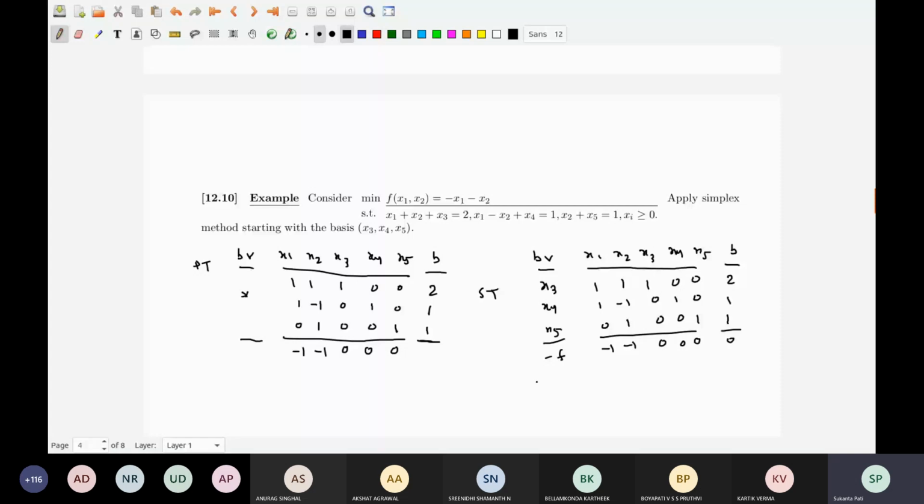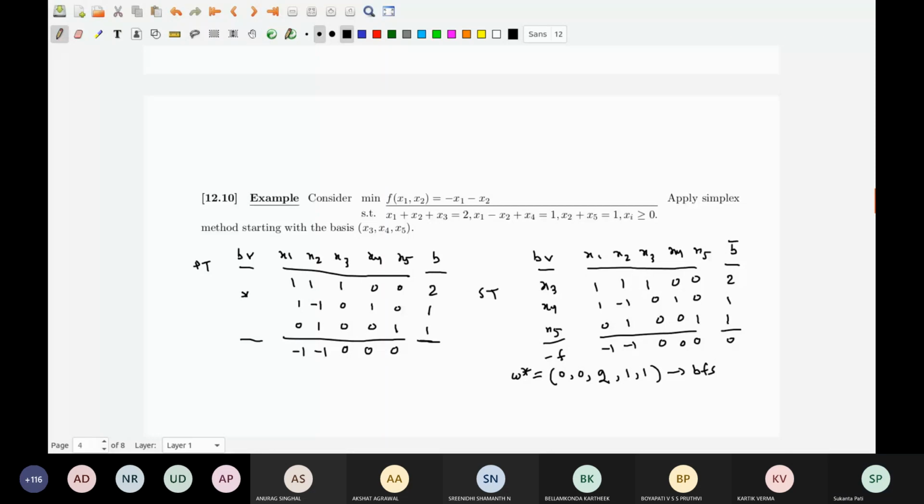Now that BFS is easy. x star will be 0 at the non-basic variables. So non-basic variables are x1, x2, so 0, 0. x3 is equal to 2. You see, there is the B bar element to the right of x3, which is 2. So that is the x3 value. Next one is x4, which is 1. x5 is 1. This is the corresponding BFS, the corresponding vertex you are at. So at this BFS, this is your simplex table.